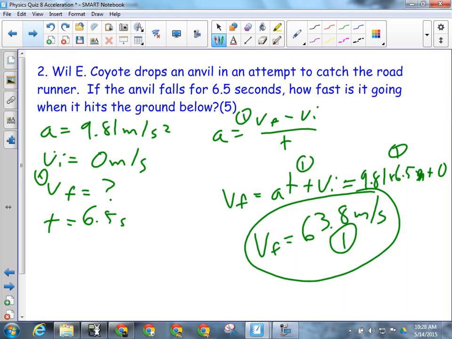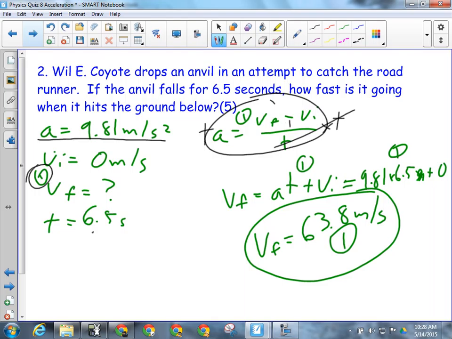Our final velocity is unknown. It says it falls for 6.5 seconds, so that's our time, and all things fall at the same rate on Earth of 9.81 meters per second squared. So A equals VF minus VI over T. You can give them a mark for that, as well as the mark for their givens right here. Manipulate for VF. First thing we do is multiply both sides by T. So T comes over here, and then we add VI to both sides. So it looks like that.